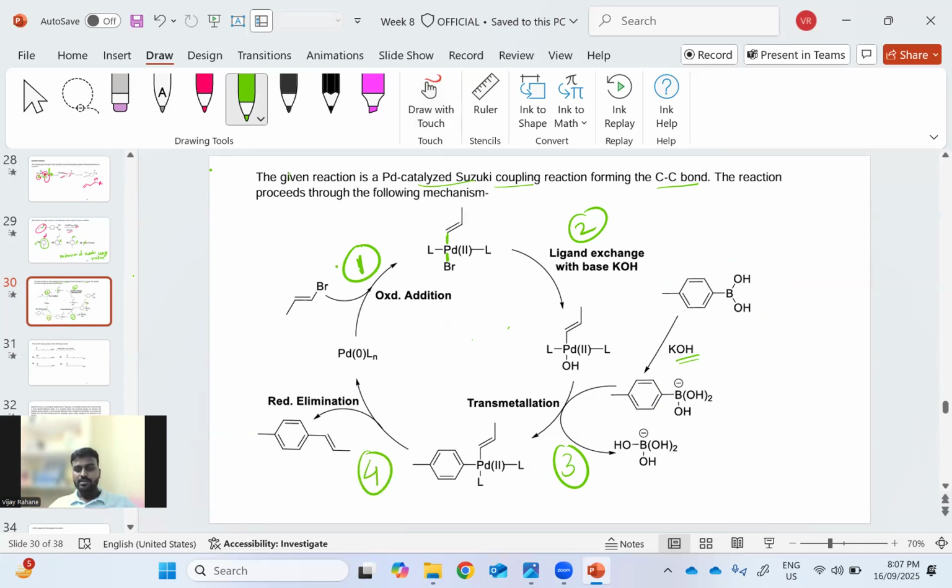So the four steps are important. First one is oxidative addition. Second one is the ligand exchange with the base. Third one is the transmetallation, and fourth one is the reductive elimination. These are the four steps generally involved in most such palladium catalyzed coupling reactions, whether it is Suzuki coupling, Heck coupling, or Buchwald coupling. Basically the mechanism is similar.